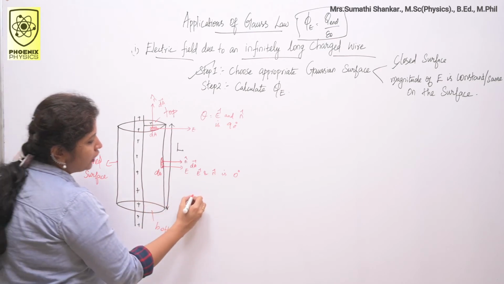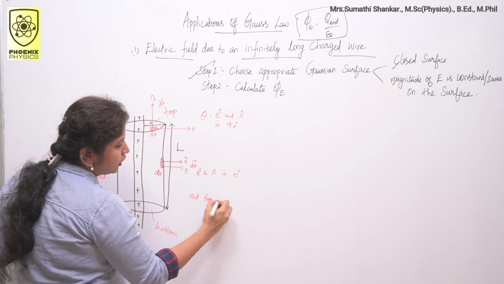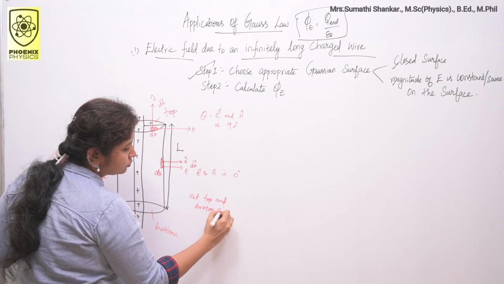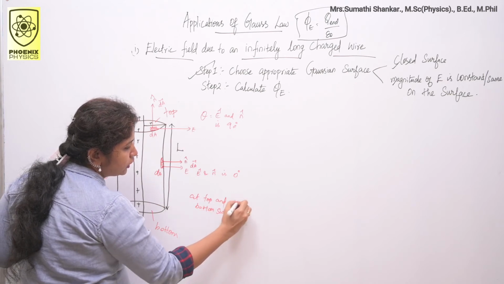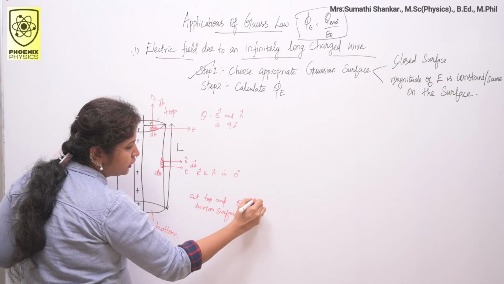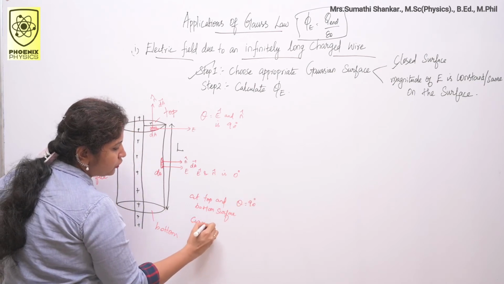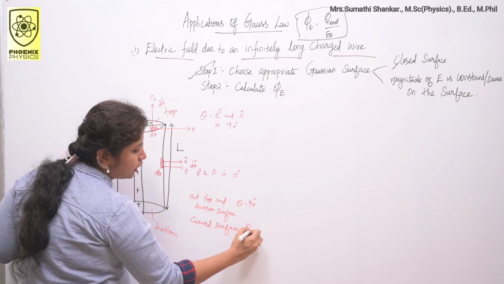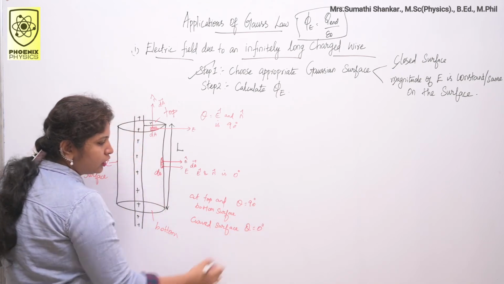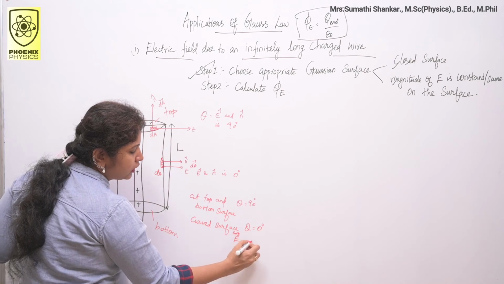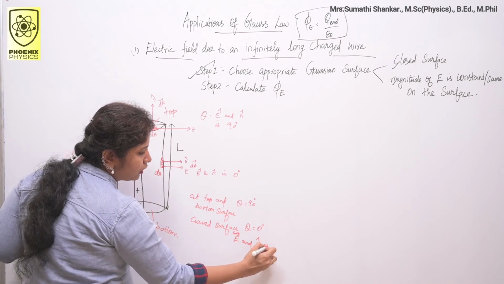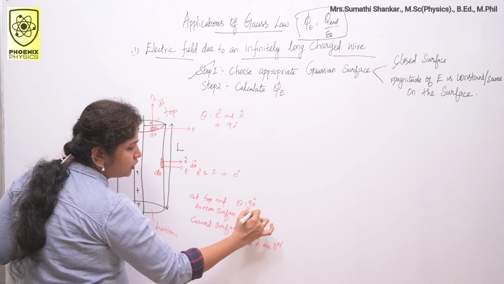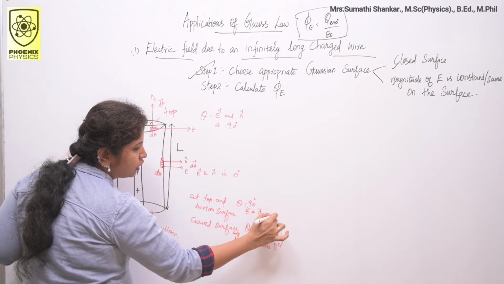So at the top and bottom surface, theta is equal to 90 degrees. At the curved surface, theta is equal to 0 degrees. E vector and n vector are parallel. Here E vector and n vector are perpendicular.